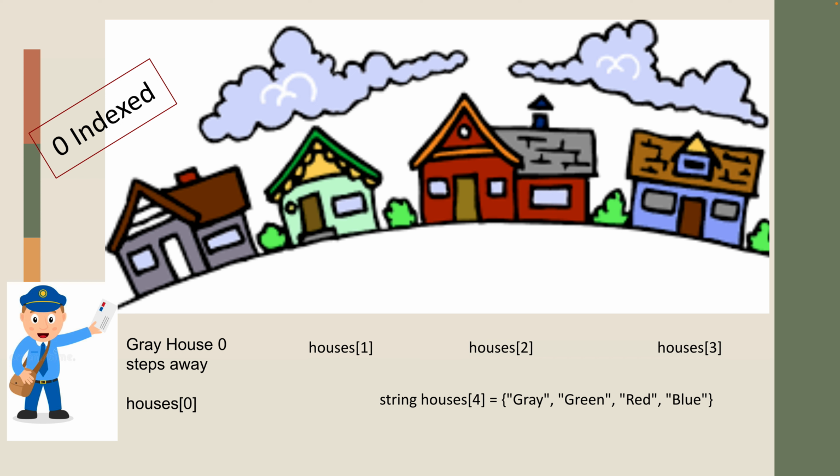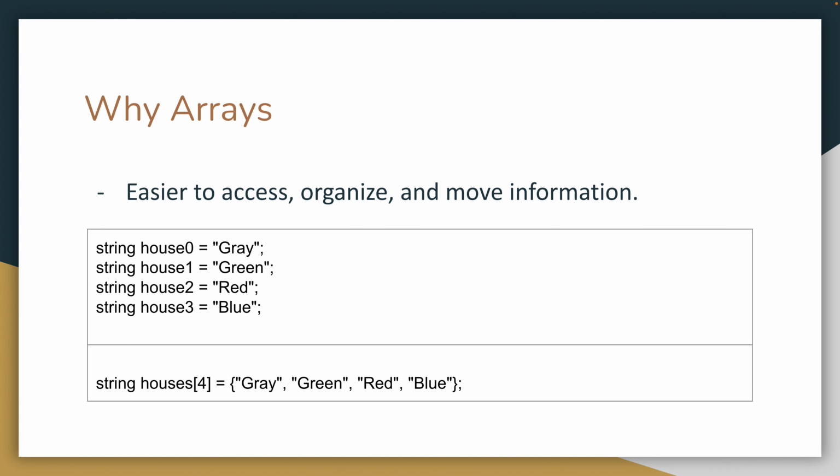So one benefit of arrays is it's easier to organize information. The second is that it's easier and more efficient to access and move information as well. Let's say we had 1,000 houses. We could represent those 1,000 houses with variables: house 0, house 1, house 2, house 3, all the way to house 1,000. But now let's say we wanted to print out the color of each of those houses. How would we have to do it? cout house 0, cout house 1, cout house 2. We would have to cout 1,000 times, right? Very inefficient, very hard to do anything with big chunks of data.